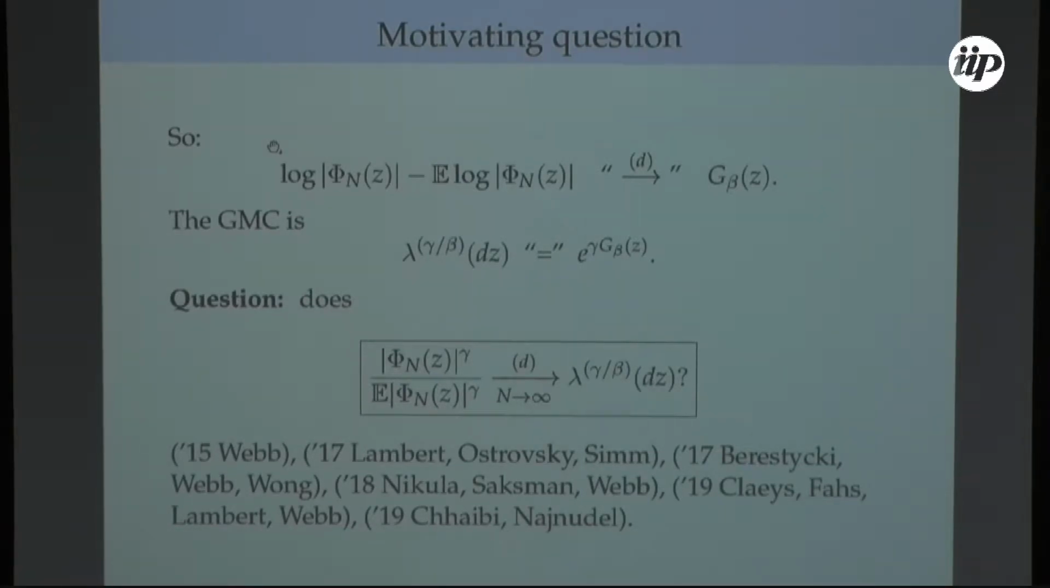So we had Joseph talk about this paper, which is a great success for the circular beta ensemble. Recently, there has been also a big success by Claes, Foss, Lambert, and Webb for unitarily invariant ensembles. So that's GUE, for example. That's beta equal to 2 in this situation, where they show convergence of this measure for all gamma less than the critical level.